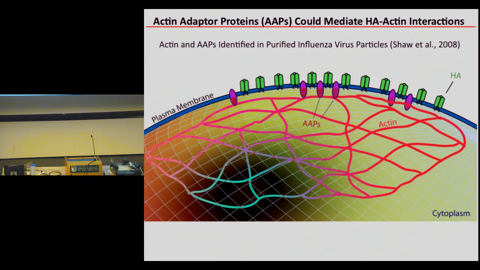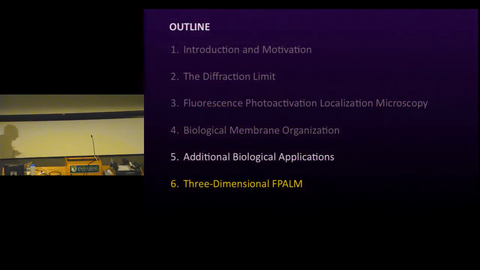So intriguingly, there was a study in 2008 that looked at purified influenza virus and found a number of actin adapter proteins were present inside of the purified virus. So we're looking basically at this list of adapter proteins to see whether any of those might be the mediator between actin and HA. Okay, so that was a lot about membrane organization, but I think it's important to show that we can really learn something with these methods. It's not just a new tool, it's not just I'm showing a result that we showed that it worked, but we actually were able to learn something biologically.